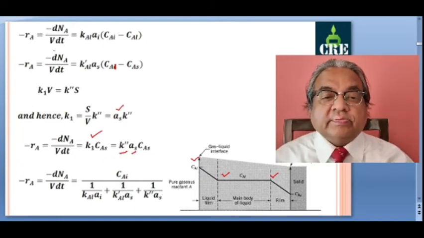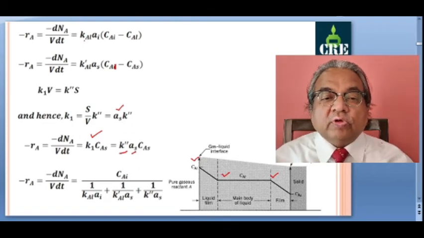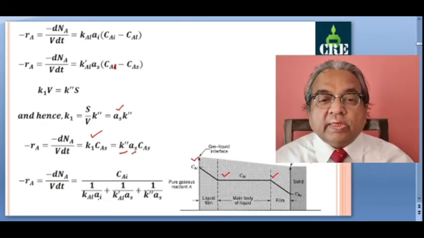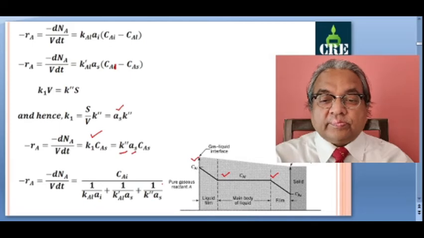So at steady state, what we do, these are again the same methodology. We add these three. So you can see CAL, this is minus sign, CAL plus sign. So if you add the numerator, this will cancel out. CAS minus sign, CAS plus sign. So this will cancel out, and what is left is only CAI in the numerator. In the denominator, you have to add the reciprocals of this. So 1 upon KAL AI, 1 upon KAL dash AS, and here you have 1 upon K double prime AS.